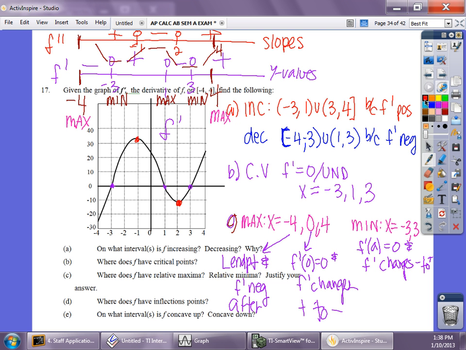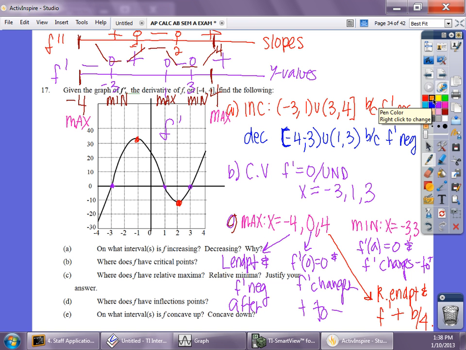And then I'll do the last one in a different color here. This is a right endpoint, and f prime positive before. Alright, so that is a little bit messy, but gives you all the answers there.